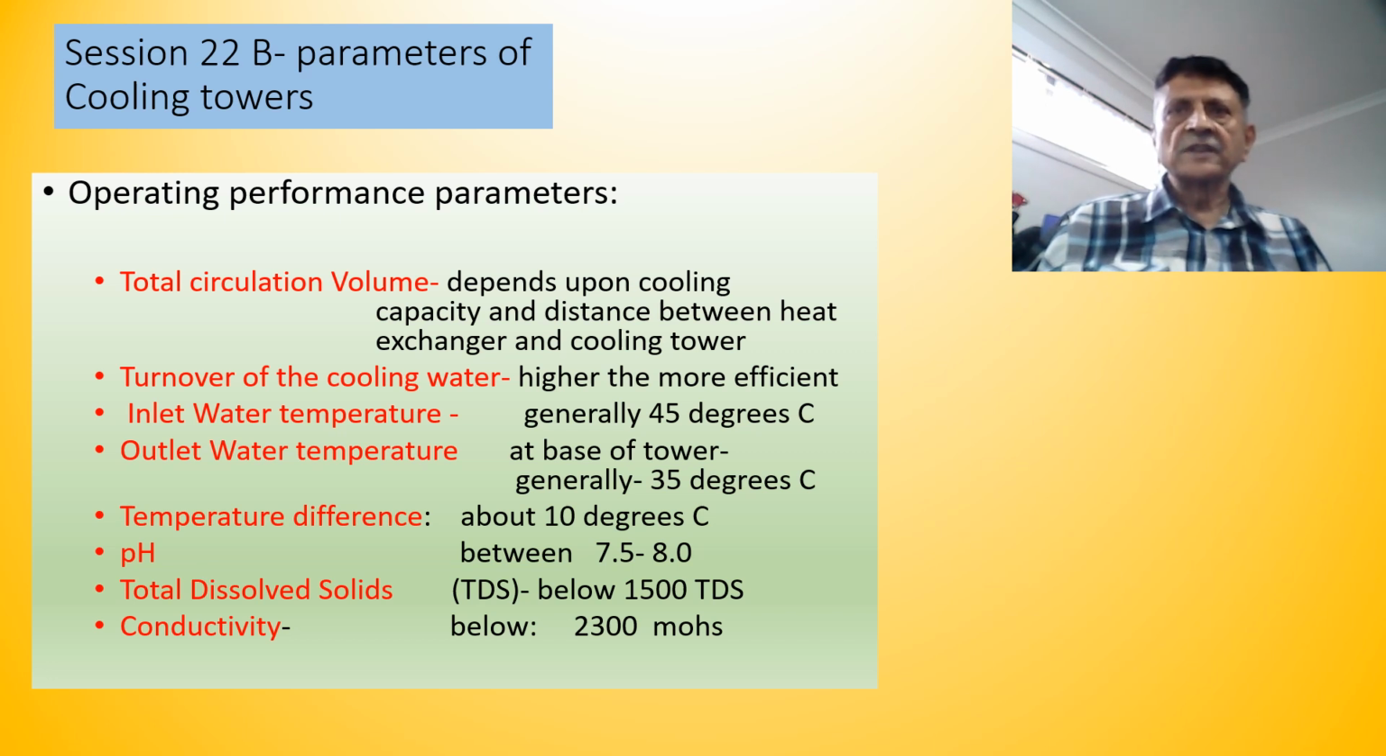The pH is definitely maintained between 7.5 and 8. Below 7.5 there will be corrosion. Above 8.0 there will be a lot of scaling. The TDS is generally kept below 1500 TDS. Of course, the conductivity is related to the TDS, which is about 2300 mhos.